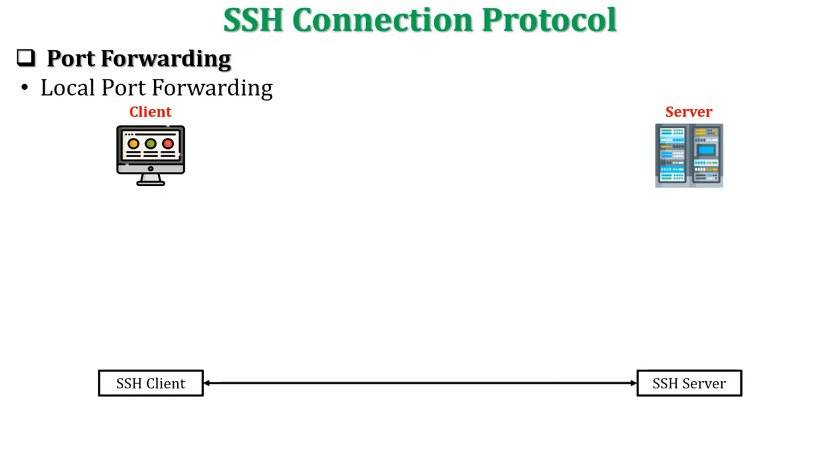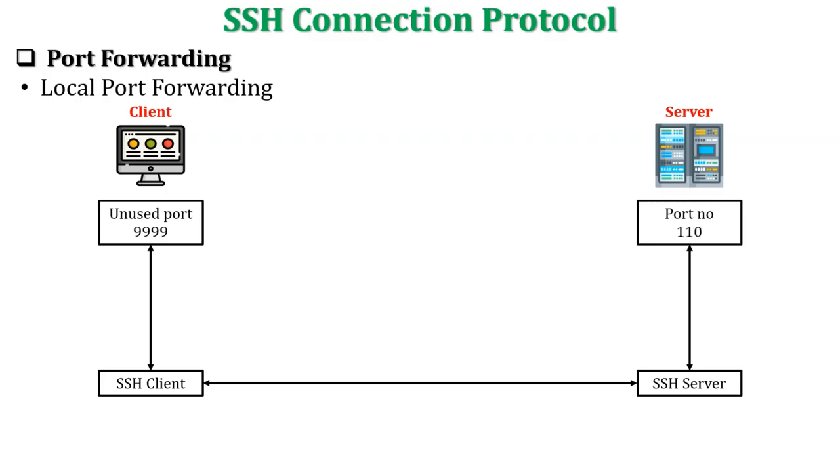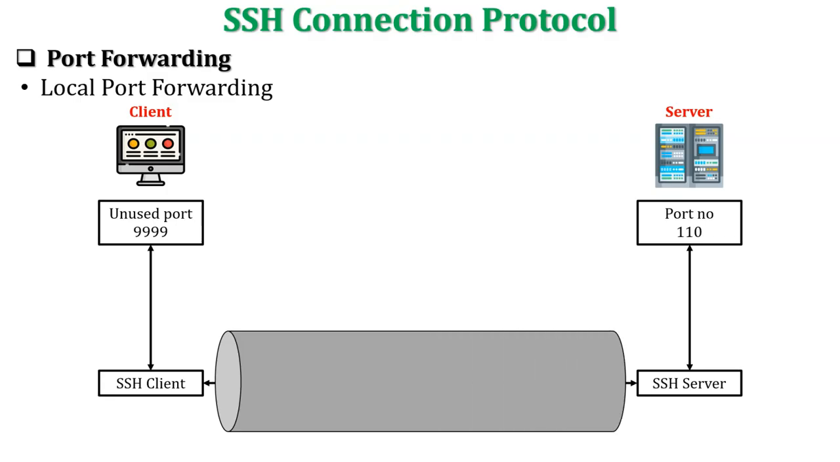Now the SSH client selects an unused local port number 9999 at the client side and configures it to accept traffic from this port. Now the SSH client informs the SSH server to create a connection to the destination mail server at port number 110. Why is it port number 110 at the server side? Because the POP3 protocol is used at the server side. So now the SSH tunnel is created between the client and server.